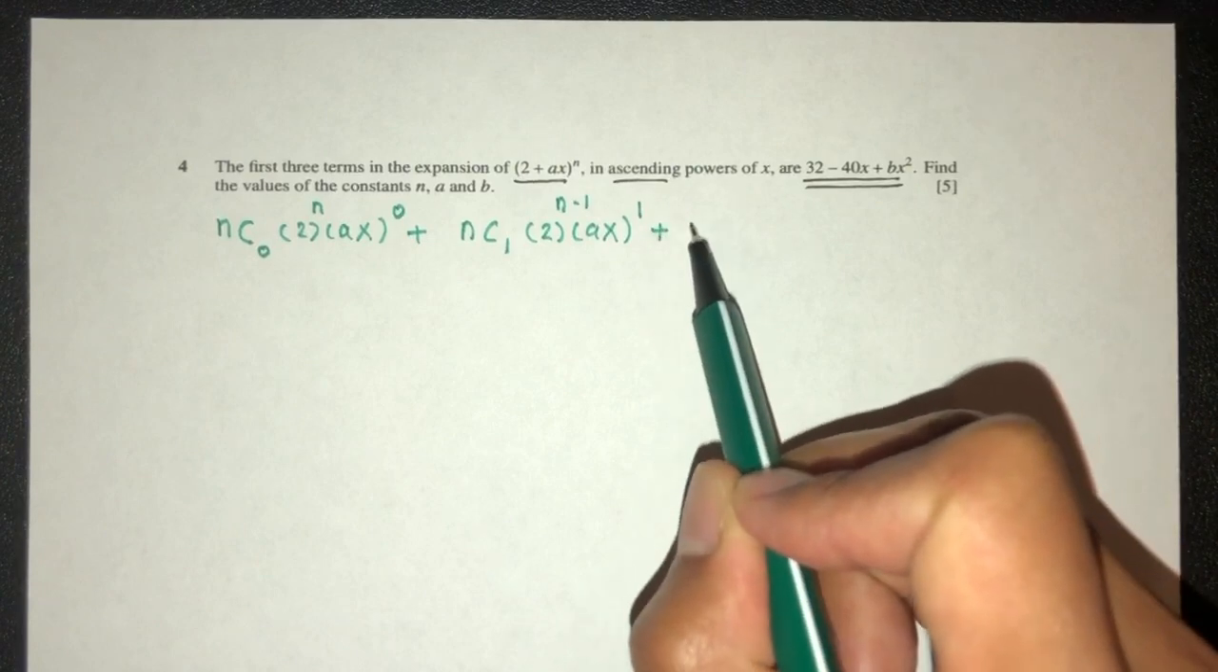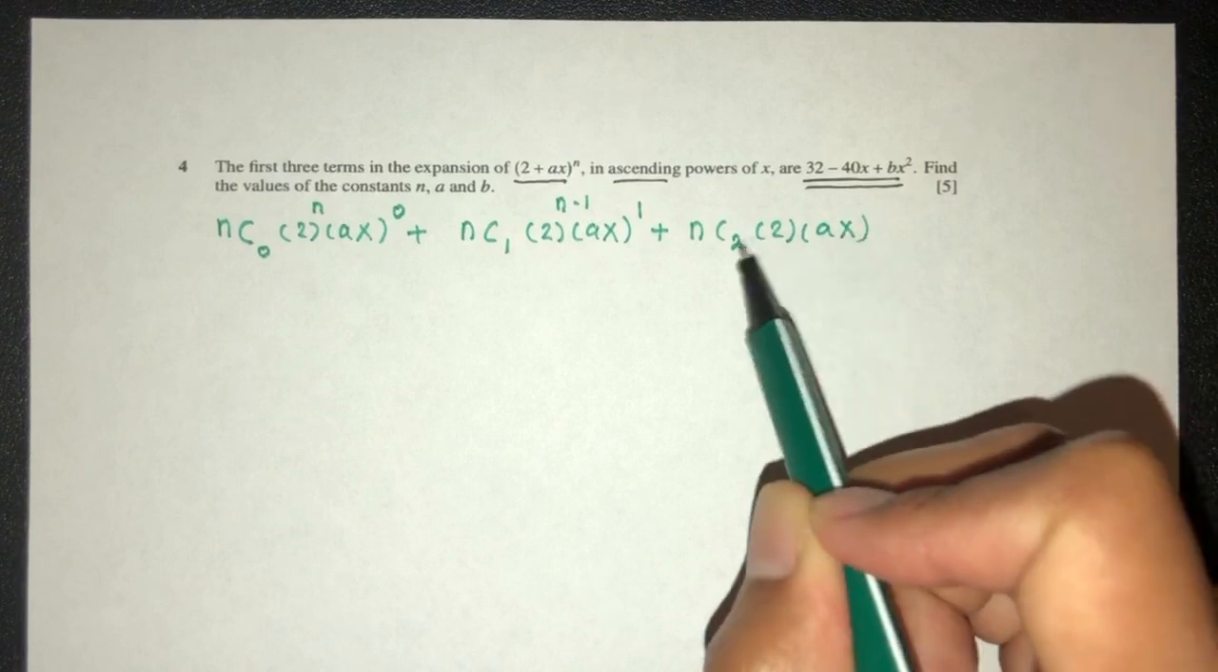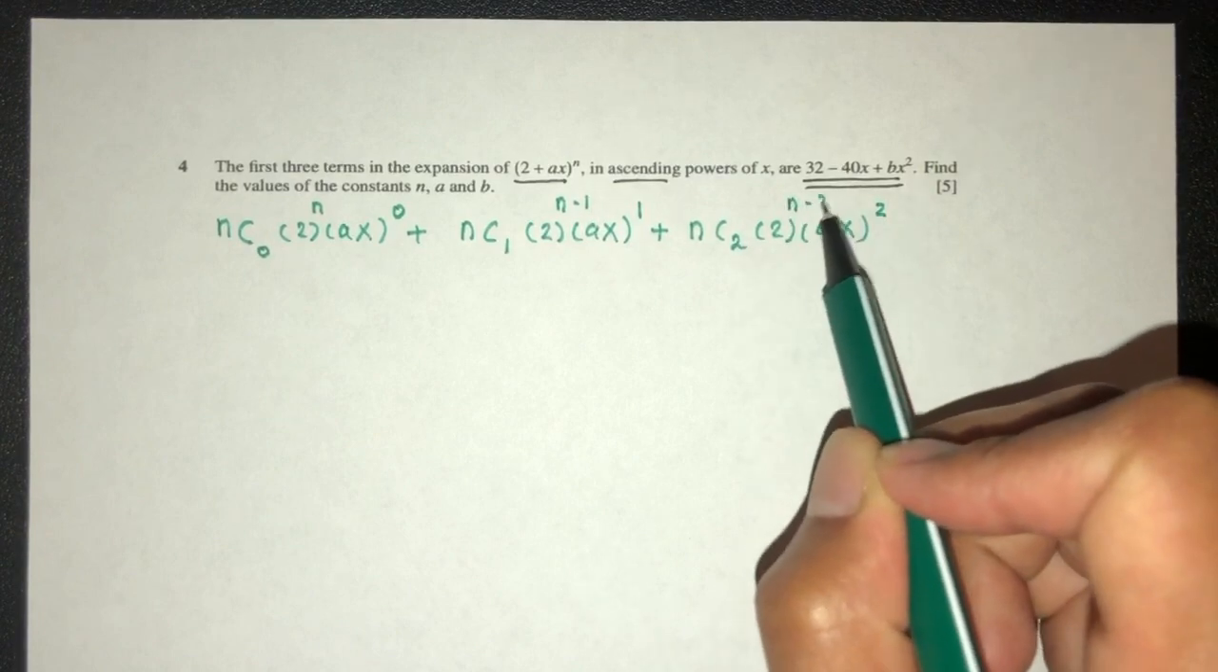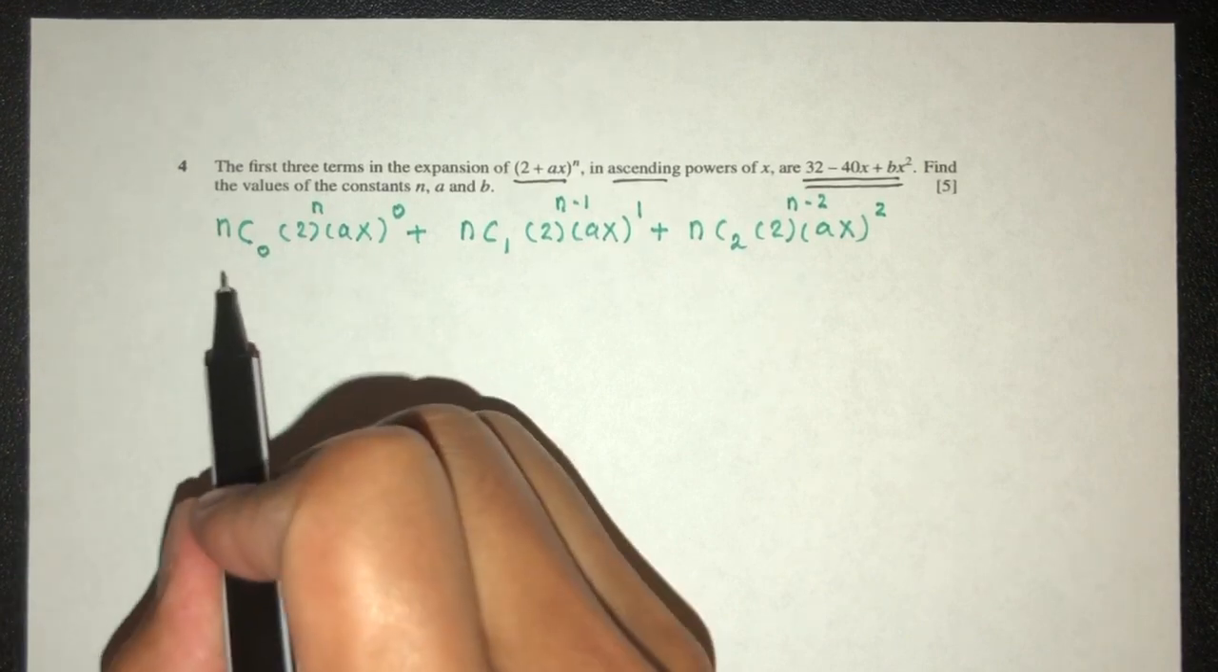And finally the third term, n choose 2. That should be 2, ax. That should be 2 here. And then here we have n minus 2. Now this will be n choose 0. Anything choose 0, that should be 1.